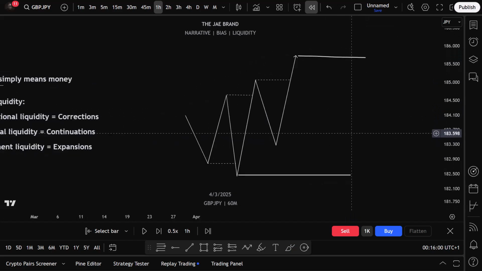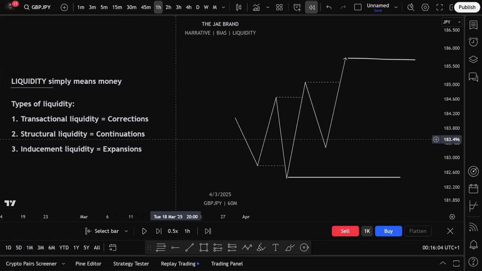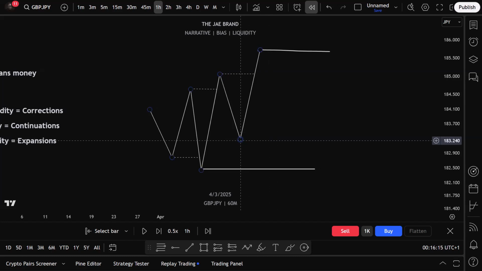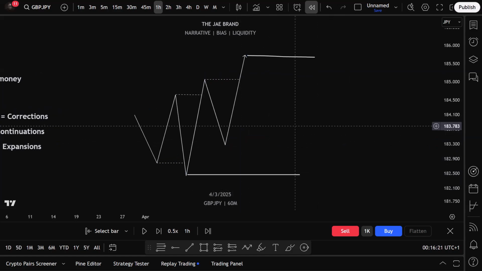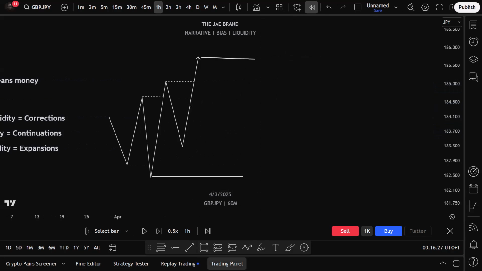Now, transactional liquidity is used for continuation. Transactional liquidity simply means the last low for a buy model. It is the last low before the protected low. Then for a sell model, it is the last high before the protected high. For a sell model, you should have something like this.